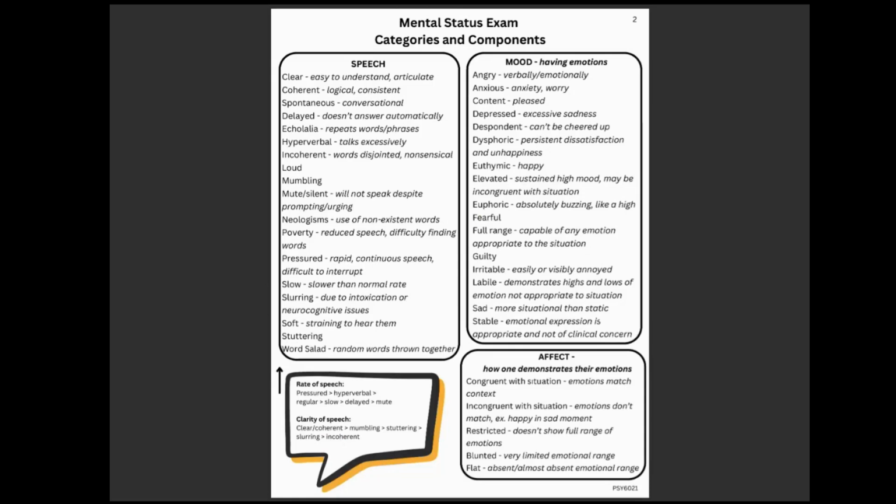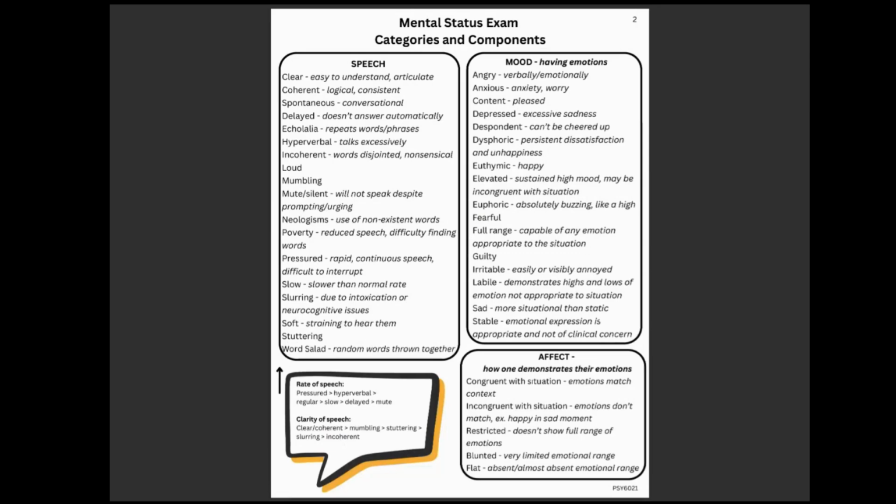Regular, normal rate, back and forth conversation, slow, delayed, or mute. So that's the rate of speech from one extreme to the other. Clarity, again from one extreme to the other, would be clear and coherent on one end, to mumbling, stuttering, slurring, to totally incoherent, where you're like, what is this person saying? So that, again, might be a thought issue. That might be something happening independently within their brain, or they could be under the influence. That's what we would see if a person is really messed up, pardon my pseudo French. They could be incoherent because something is really disconnected in their brain that is impairing the part of their brain where they're trying to speak.